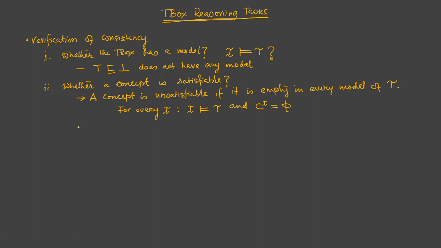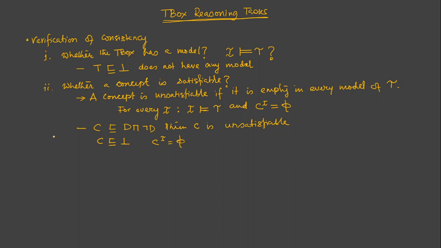So let us take an example of a concept which is never satisfiable. If we have something like C, which is a subclass of D intersection not D, then C is unsatisfiable. Basically any concept that is a subclass of the bottom class is empty. So the interpretation of C would be an empty set. In that case, we say that C is unsatisfiable.